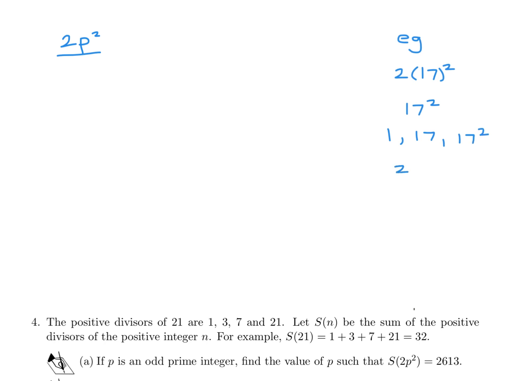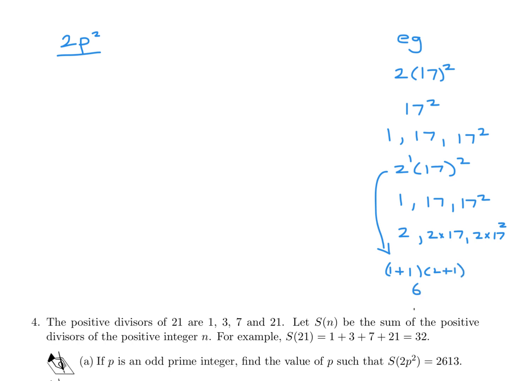Now if I tagged along a little 2 there and said find the divisors of this, again it's 1, 17, 17 squared, but then you have to add the 2. So you have also 2 times 17, which is 34, and 2 times 17 squared. So you would have a total of 6 divisors. Now, this is 2 to the power of 1, right? So that technique would be 1 plus 1 times 2 plus 1, which is 2 times 3, which is 6. And, of course, we did get 6. So both ways, we got 6.